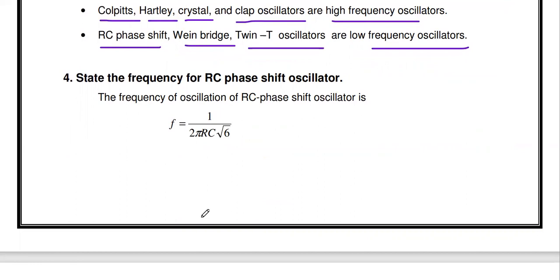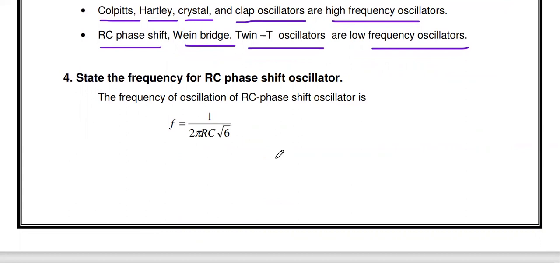Then the next one: state the frequency for the RC phase shift oscillator. In this unit, we discussed six different oscillators: RC phase shift, Wien bridge, Hartley, Colpitts, Clapp, and Crystal. For each oscillator, you should know the frequency of oscillation formula and the condition for oscillation formula.